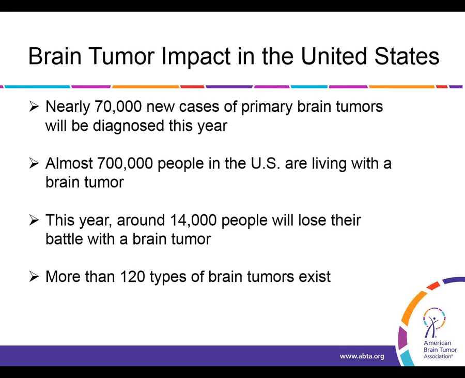Here are some facts about brain tumors. Nearly 70,000 new cases of primary brain tumors will be diagnosed this year. Almost 700,000 people in the U.S. are living with a brain tumor. And this year, about 14,000 people will lose their battle to a brain tumor. More than 120 types of brain tumors exist.